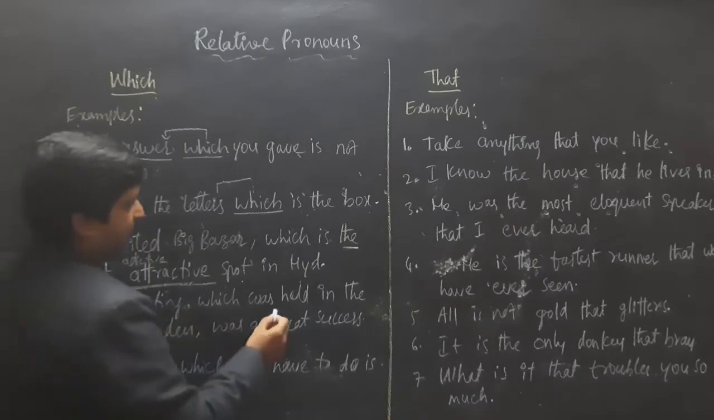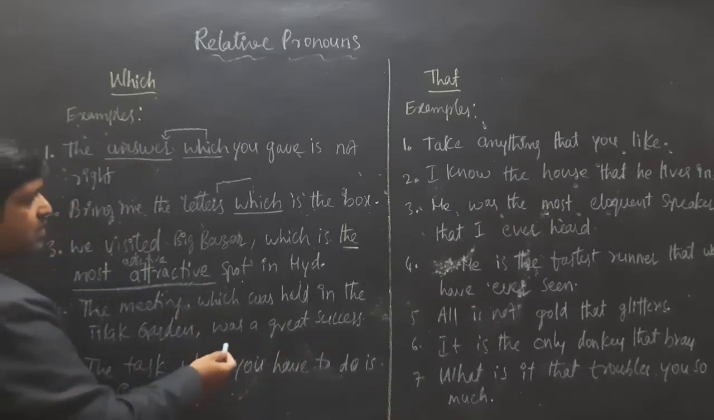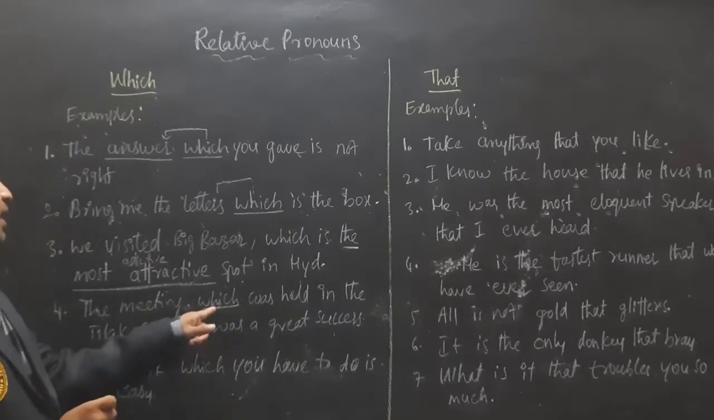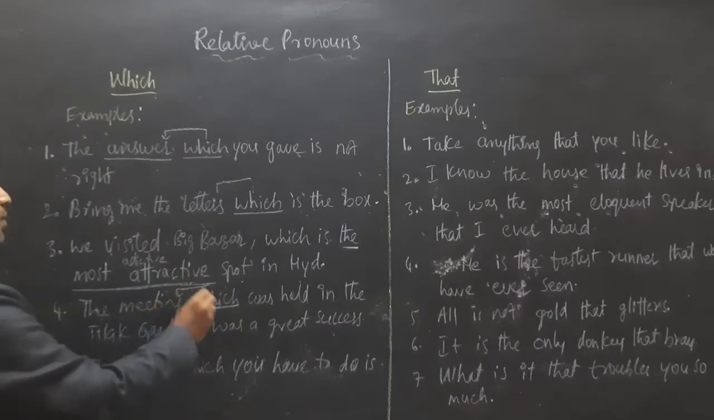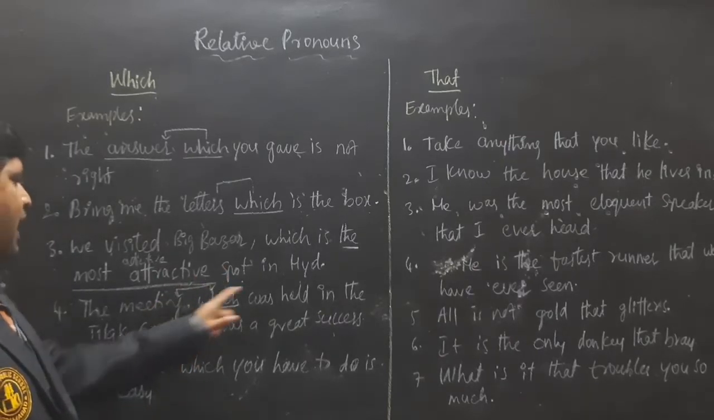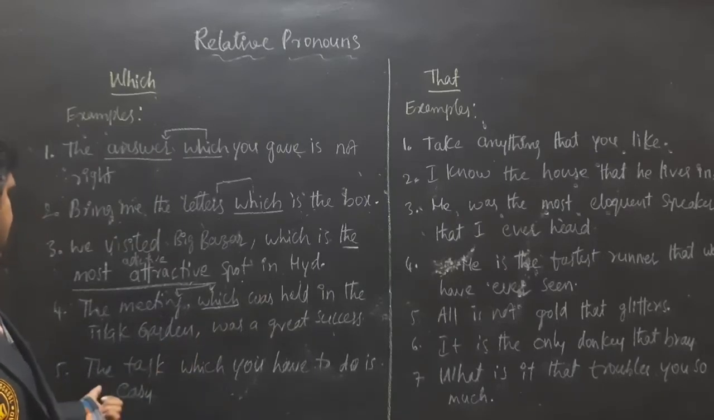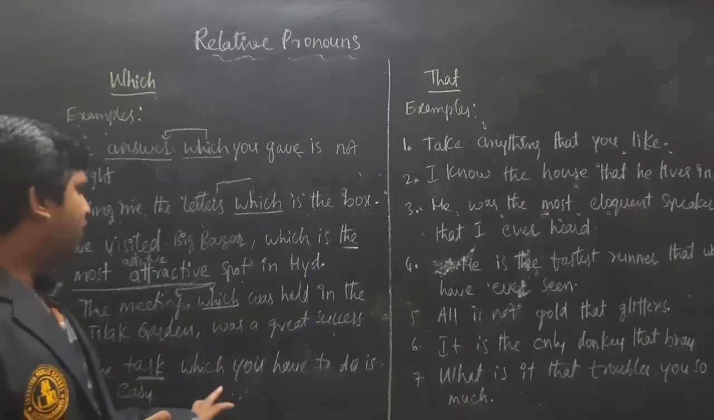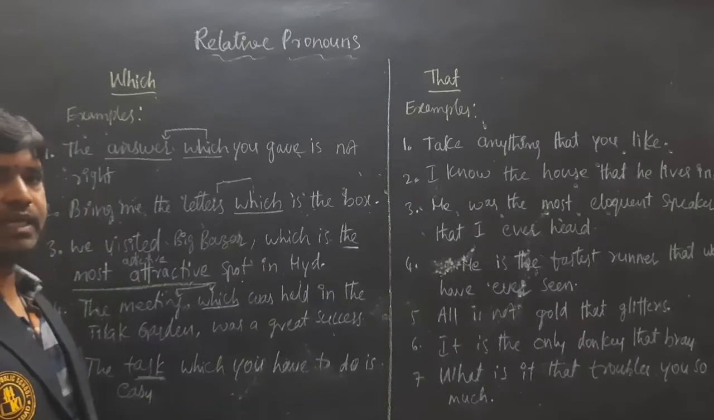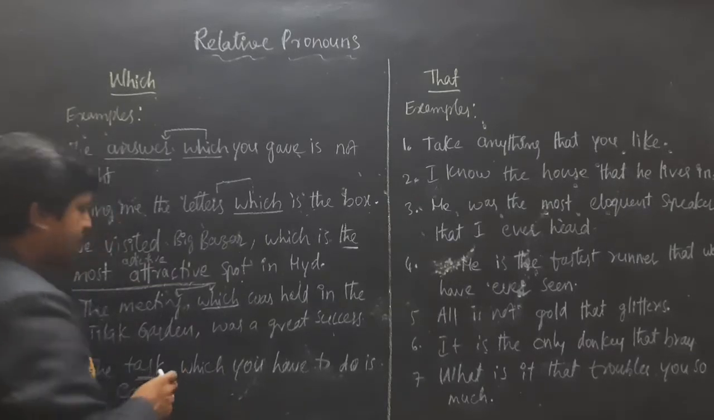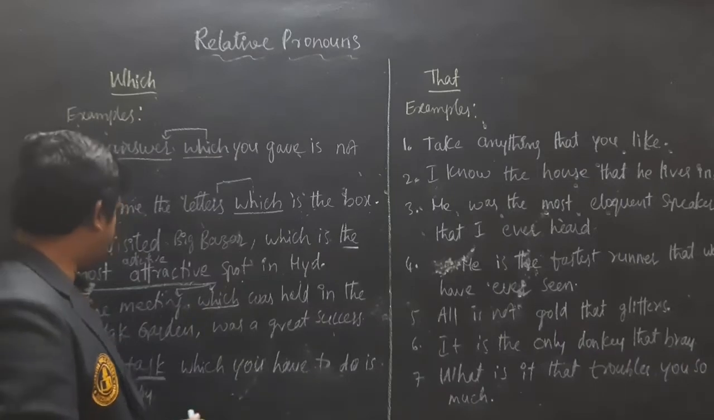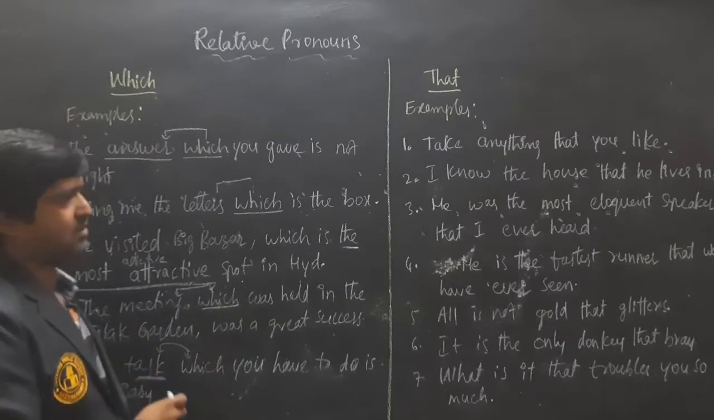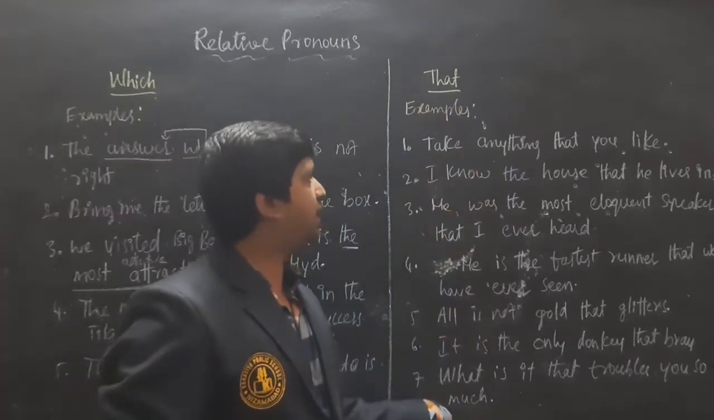The meeting which was held in the Tila garden was a great success. Here "which" is speaking about the meeting which was held in Tila garden. The task which you have to do is easy. Here we are speaking about the task which is already discussed. Here are a few examples with that.